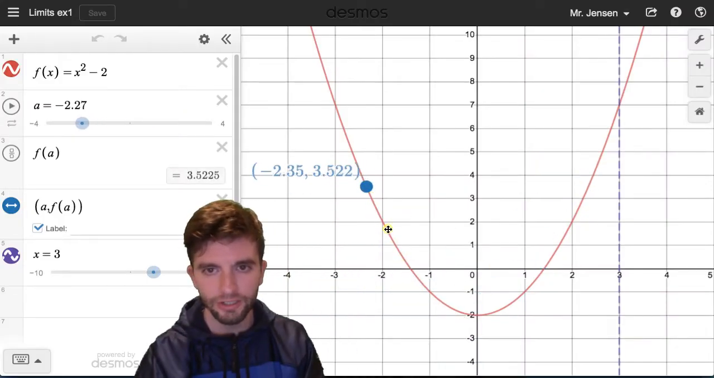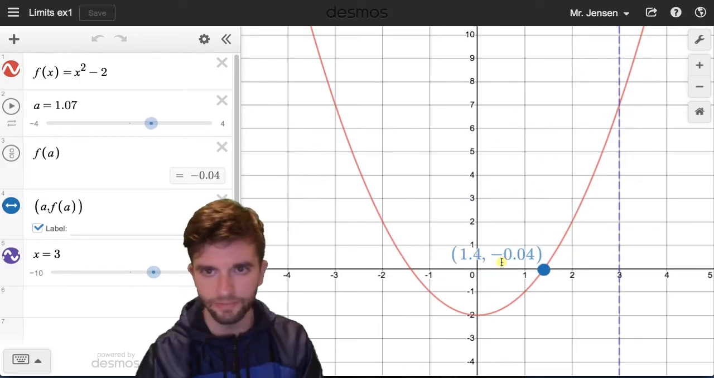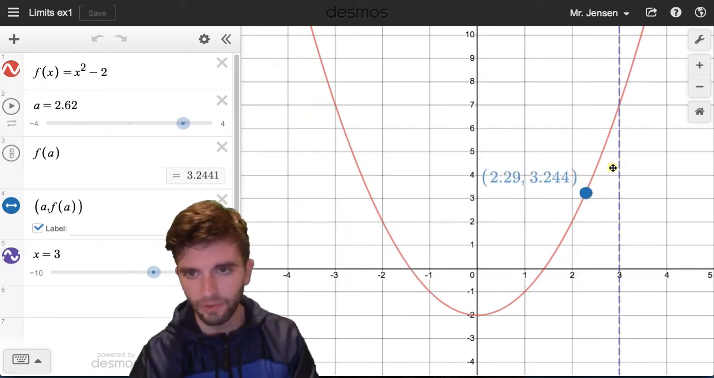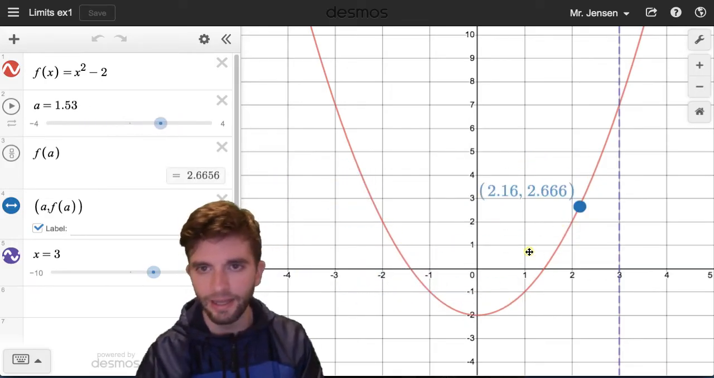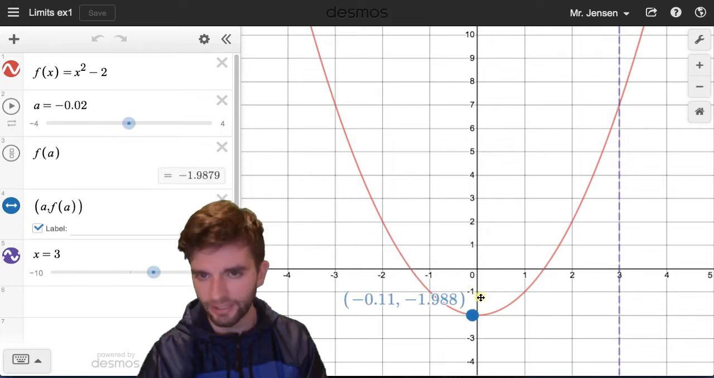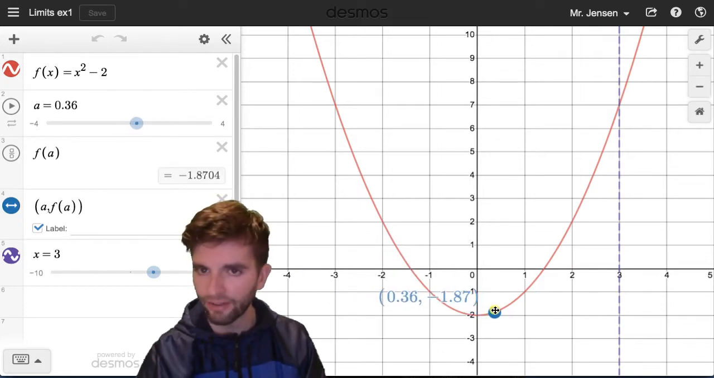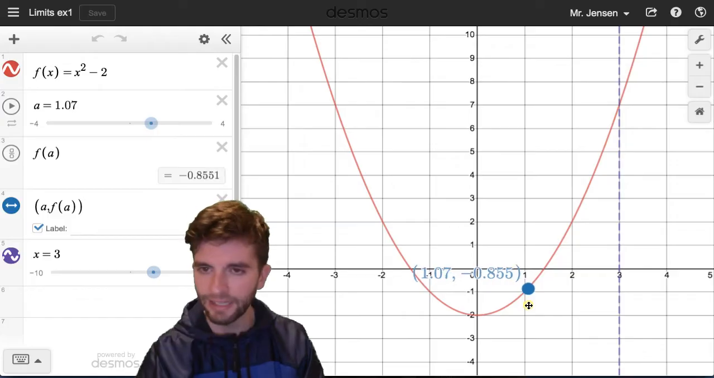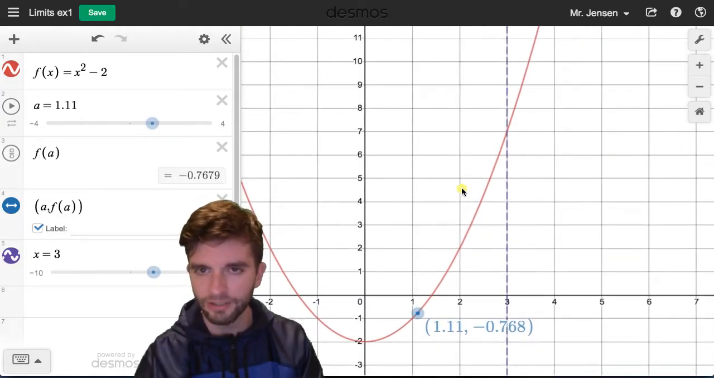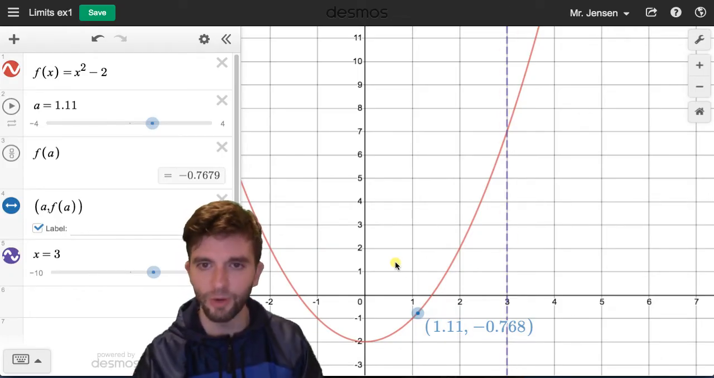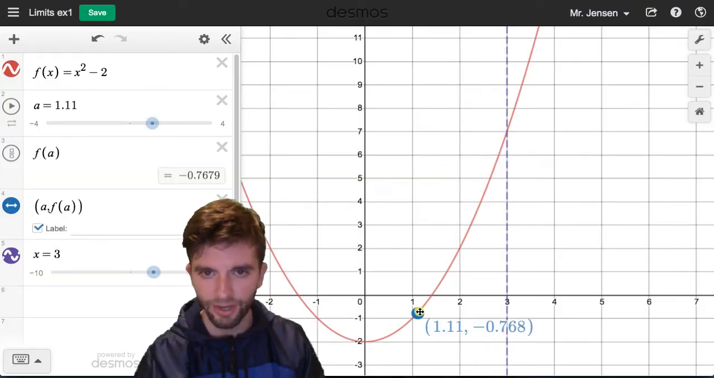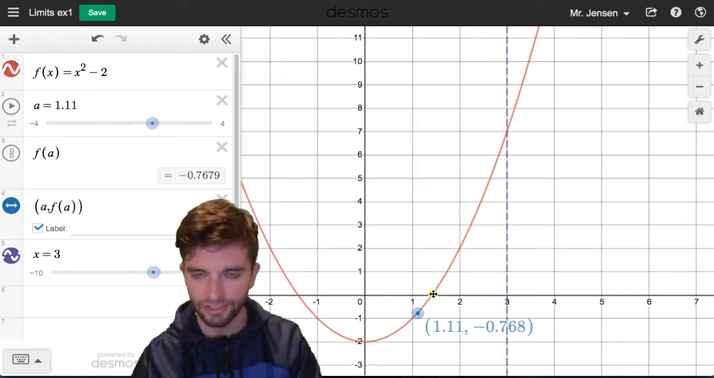So this red function is the x squared minus 2 function. And I have Desmos letting me drag a point along where that point shows me the x and y coordinate at any point. And we're interested in the limit as x approaches 3 from the left and from the right. So what I did was I drew a vertical line through an x value of 3, just so you can see what we're approaching. So as we let the x values approach 3 from the left side of 3, notice that this dot is to the left of that vertical line, x equals 3.